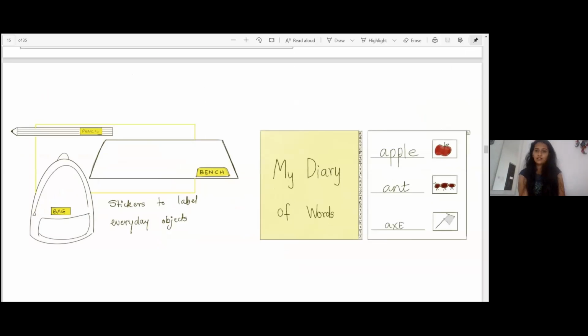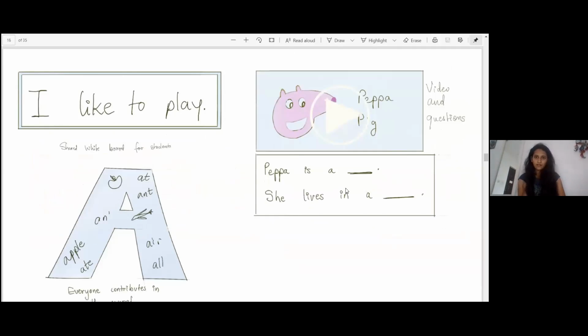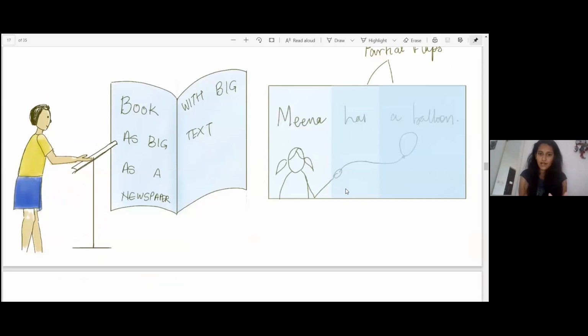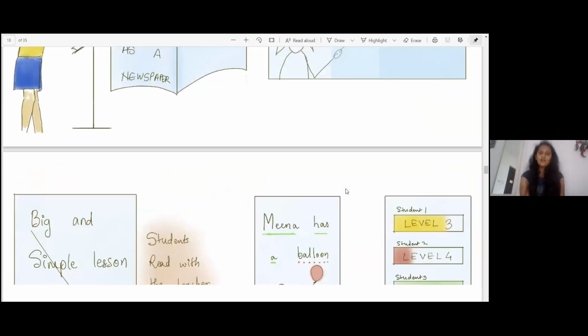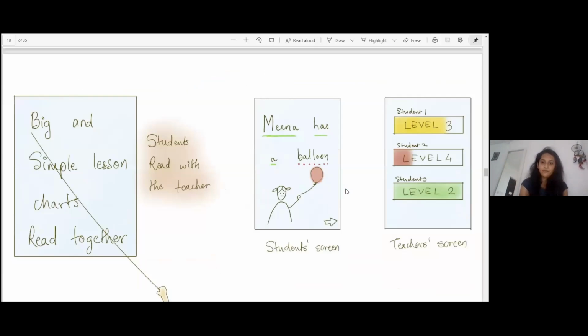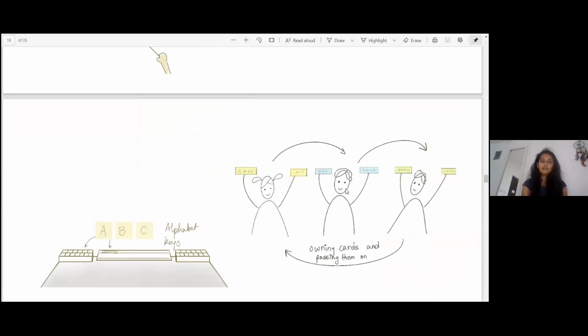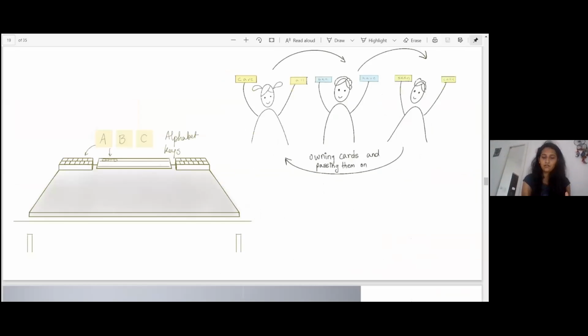So there were some other ideas about creating a diary for them or making stickers for them. All of these focus on different aspects that contribute to reading that I had mentioned before. Keep scrolling. So again, these are some of the ideas that I had. But for my project, I had to select one and develop it to the fullest. So this is the last idea that I chose to go forward with.